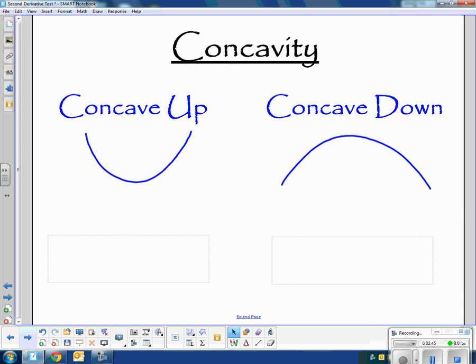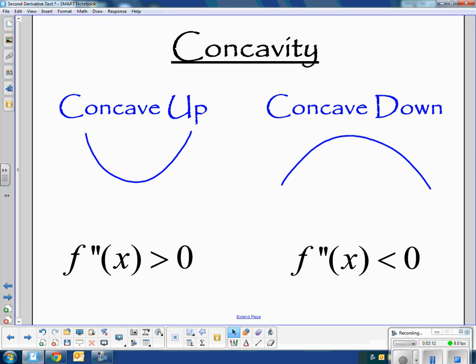Now, very similar to how the first derivative talks about increasing and decreasing, the second derivative helps describe when my function is concave up or concave down. And concavity is described when my second derivative is either positive or negative. Concave up pieces happen when my second derivative is greater than 0, when my second derivative is positive. Concave down pieces of our function happen when our second derivative is negative, or less than 0.